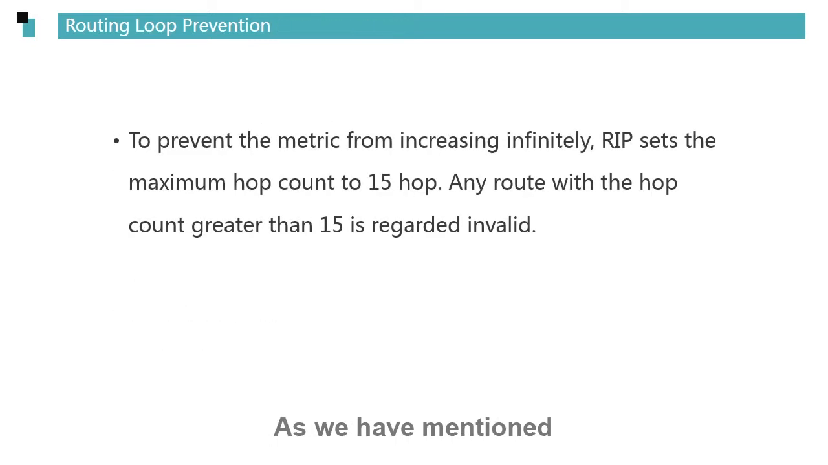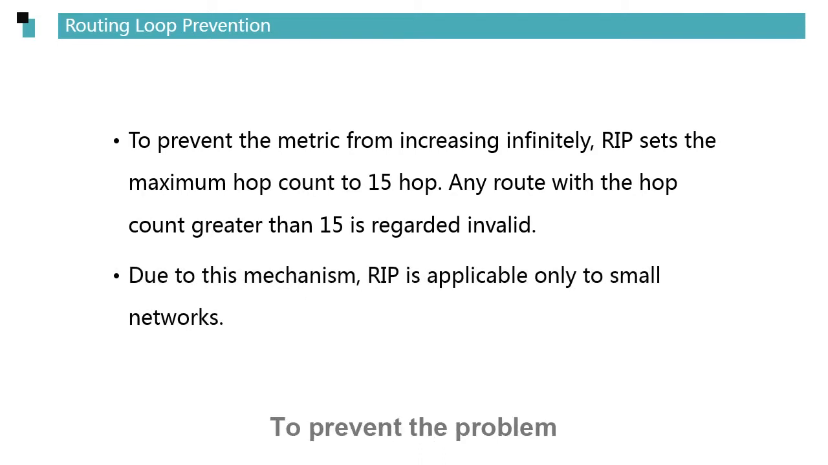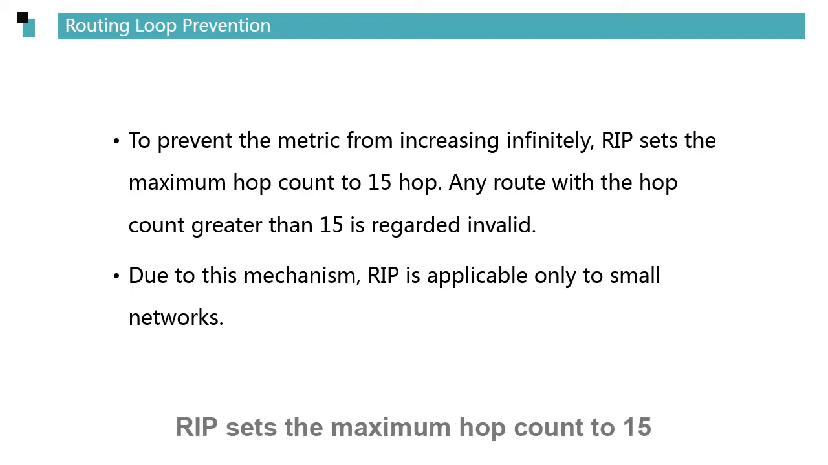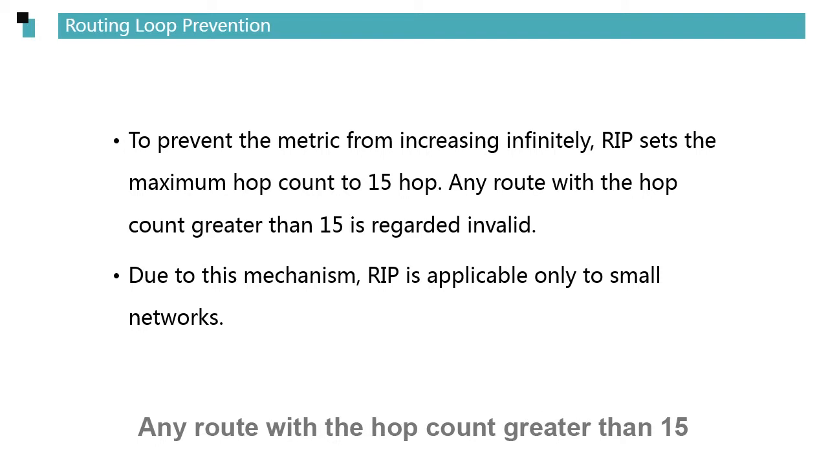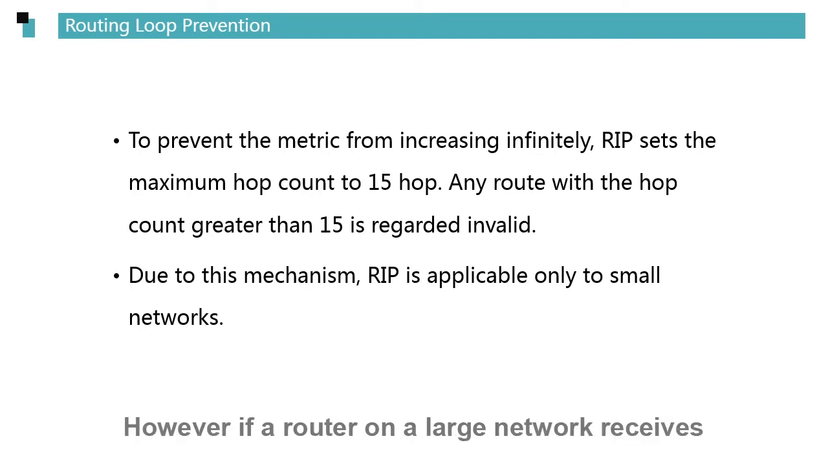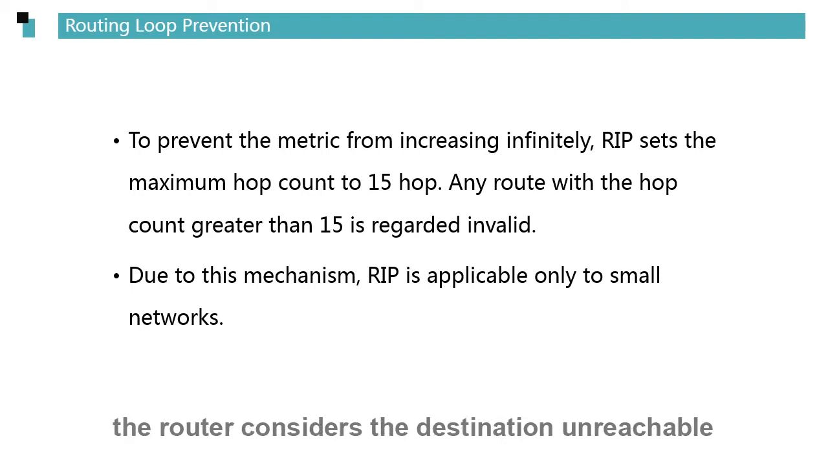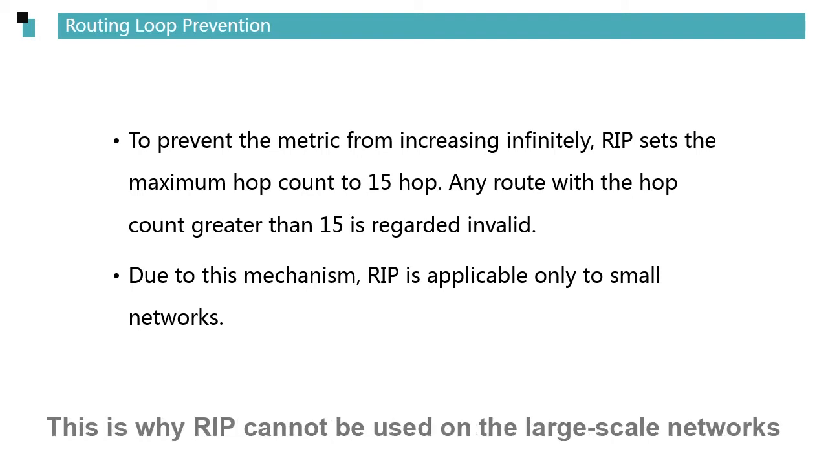As we have mentioned, the hop count keeps increasing once a routing loop occurs. To prevent the problem, RIP sets the maximum hop count to 15. Any route with a hop count greater than 15 is regarded as invalid. However, if a router on a large network receives a route whose destination is 16 hops away, the router considers the destination unreachable. This is why RIP cannot be used on large-scale networks.